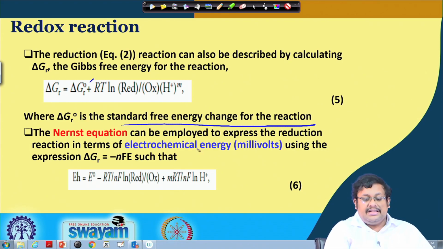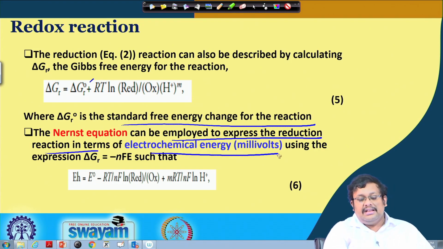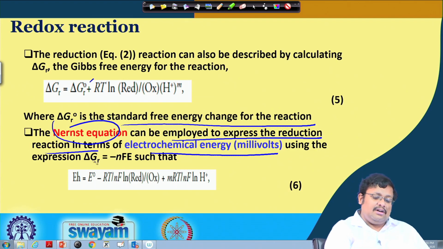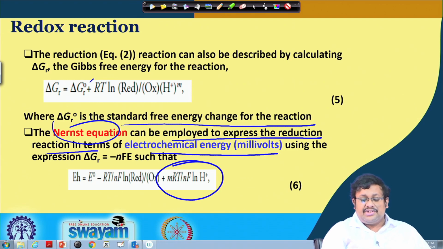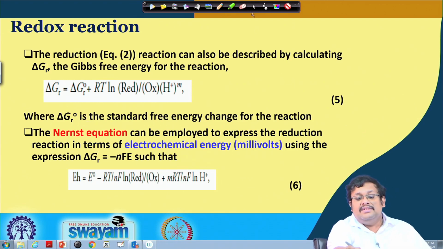So, this Nernst equation can be employed to express the reduction reaction in terms of electrochemical energy, or in terms of millivolts. So, to express the reduction reaction in terms of electrochemical energy, we generally use the Nernst equation, and using the expression of delta Gr equal to -nFE, such that we will get this value of EH equal to E0 minus RT by nF ln reduced by oxidized plus this expression. So, let us see what the meanings of these expressions are.